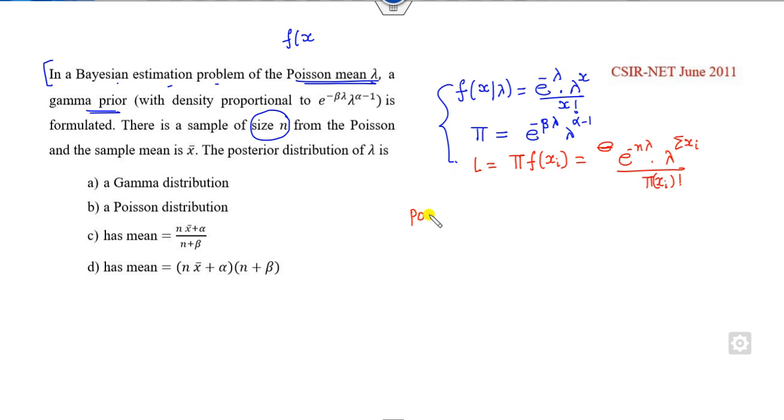You can define the posterior. How can you define the posterior? It is the multiplication of prior and likelihood, and the unknown parameter is lambda. You can consider only the terms which involve the parameter lambda. If you multiply them, it will be e raised to power minus (beta plus n) lambda, and lambda raised to power alpha plus summation of xi minus 1. There is no need to write the denominator because it does not involve the parameter lambda, so I consider this as proportional. Now can you identify which distribution this is? Yes, this is a gamma distribution.